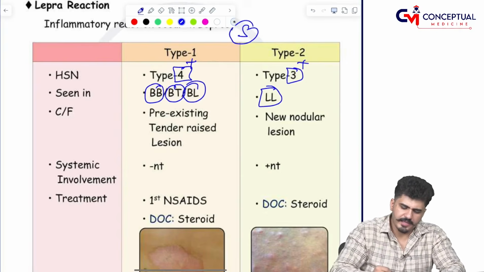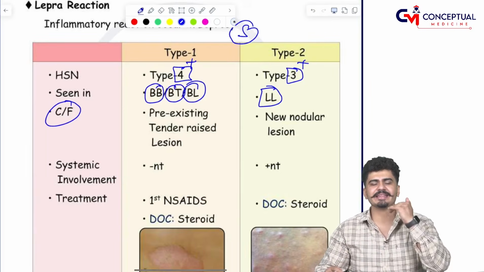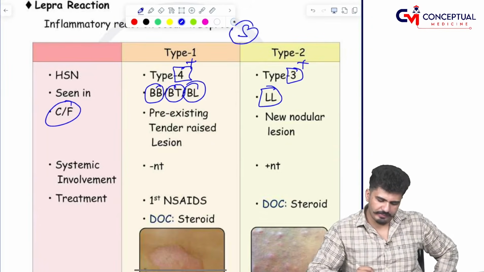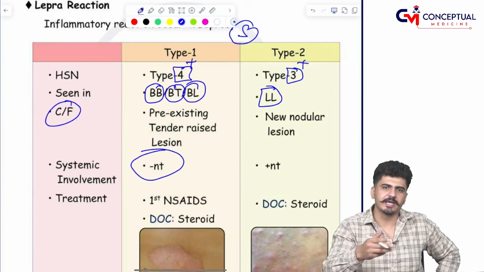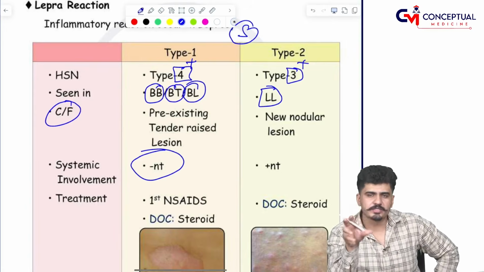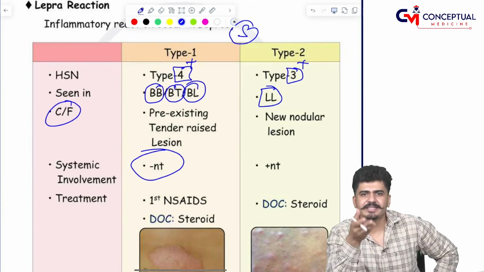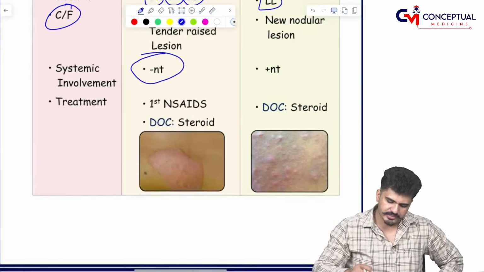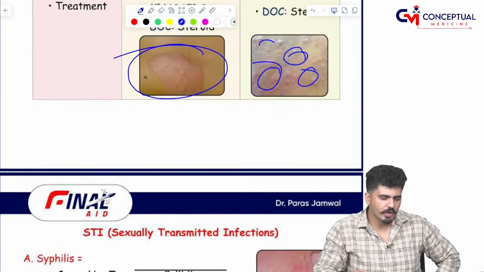Clinical feature in type 1 is pre-existing tender lesions, and in type 2 is new nodular lesions. Systemic involvement in type 1 is absent, and in the new nodular lesions, which is the LL type, systemic involvement is present because LL type has the worst prognosis. Treatment is first NSAIDs because of the tender lesions, but the drug of choice in both of them would be steroids.